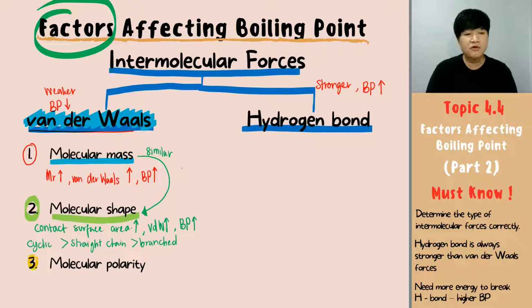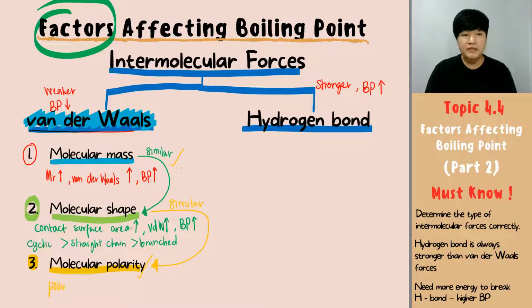Then we will move on to the last factor affecting your van der Waals forces, which is molecular polarity. If the mass is very similar, and even the shape is very similar, then we will look at the molecular polarity. So bear that in mind, we will only look at the molecular polarity when the molecular mass is very similar and the molecular shape is also very similar. Then only we will look at the molecular polarity. So in the molecular polarity, we will definitely talk about the polarity of the molecule.